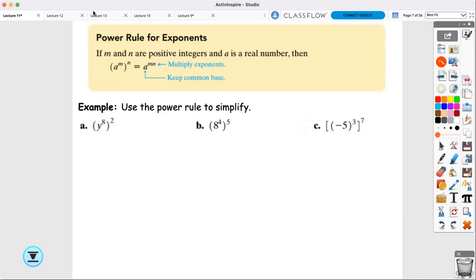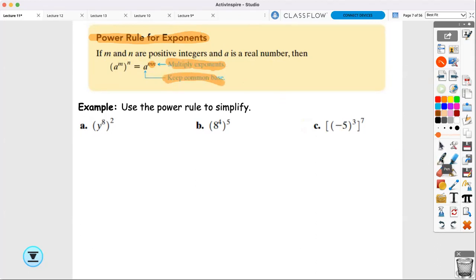All right, let's take a look at example A. Before we get into A, let's look at the power rule. Remember, this is our second rule of exponents we're learning right now. Power rule for exponents: if m and n are positive integers, which we now know what positive integers are, and a is a real number, then a to the m to the n power equals a to the m times n. So we're multiplying the exponents while keeping the same base.